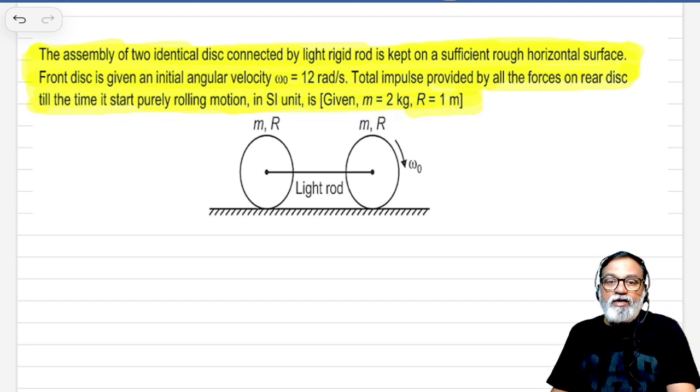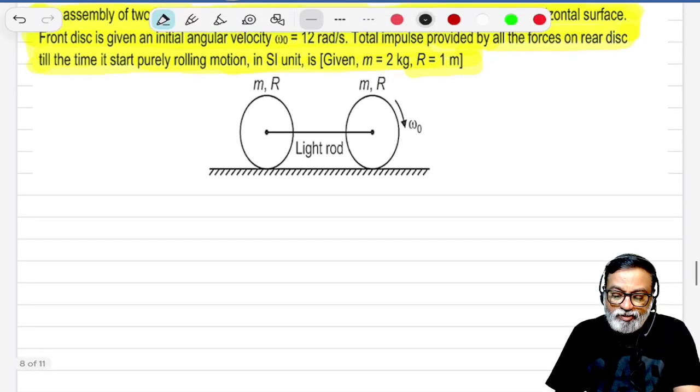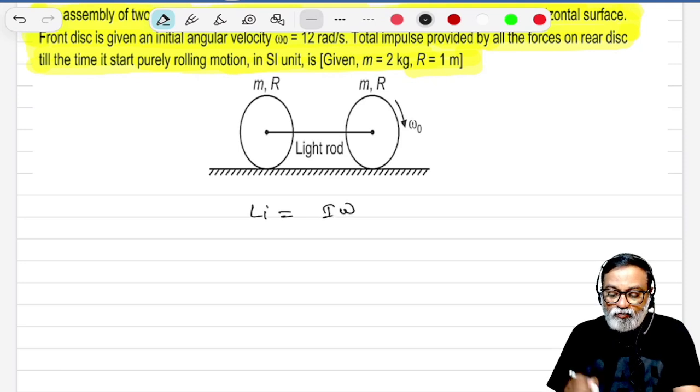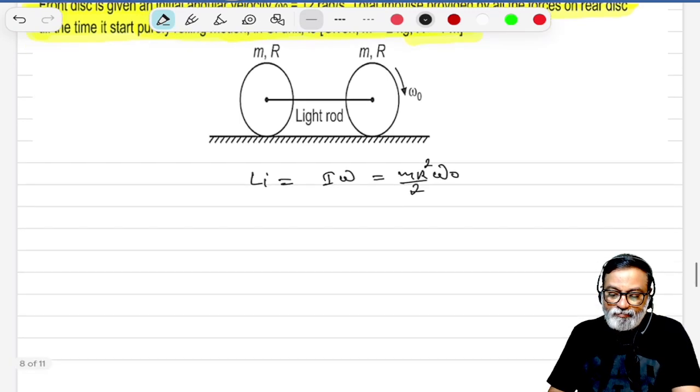Here we can apply the law of conservation of angular momentum. See, first, initial angular momentum Li is equal to I omega. The front disc is rotating, but the rear disc is at rest. Therefore, this becomes the moment of inertia of the disc, mr square by 2, into omega naught. This is the initial angular momentum.